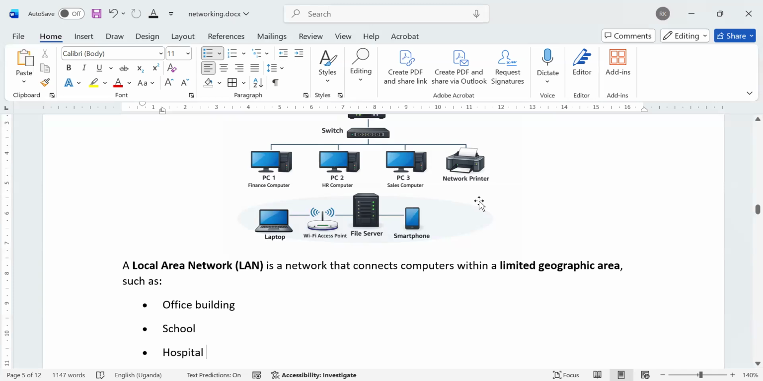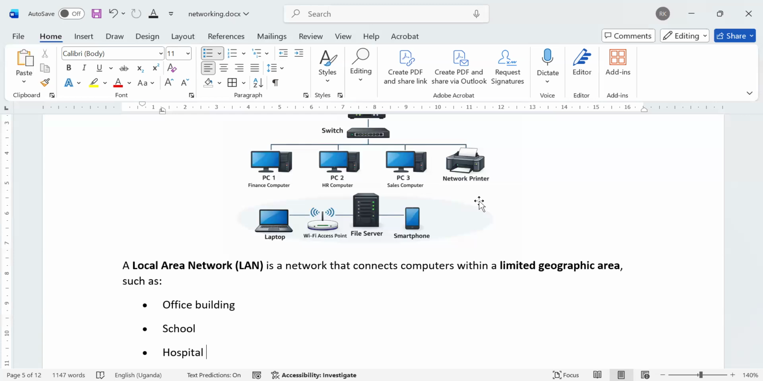This local area network operates within office buildings, within a school, like at Nkumba University there, within a hospital. Why we call it a local area network is because it is on the premises. And that's why we call it a local area network. It's on the premises. It doesn't go outside. If it is a network of the school, it operates within the school. If it is the office, it operates within the office.